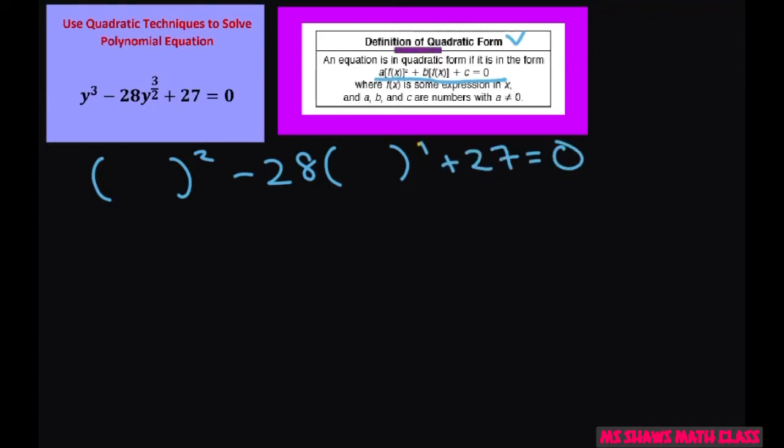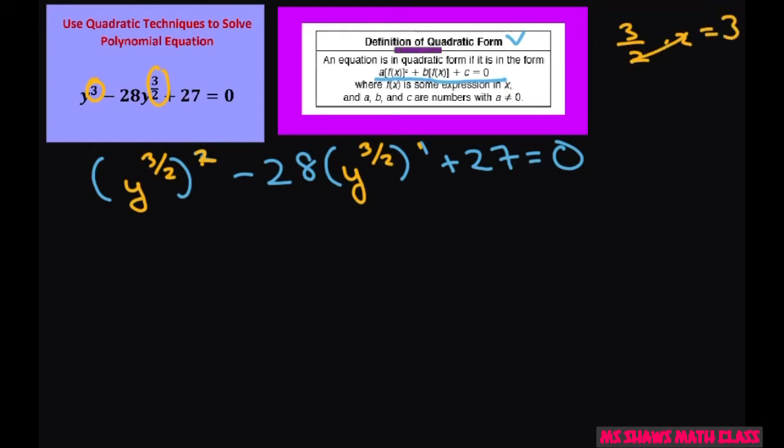Now, for the first power one, we need 3 halves. So we're just going to write in y to the 3 halves power. All right, and then for this one, I need a 3. So since I have this square out here, I'm going to have to write this as y to the 3 halves, because you multiply 3 halves times 2, that's going to give you the 3. So this is 3 halves times 2, and that gives you the 3.